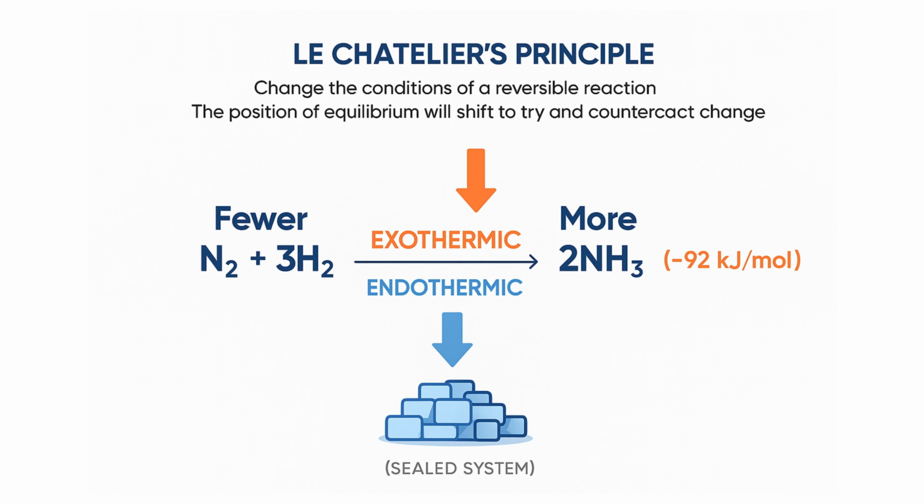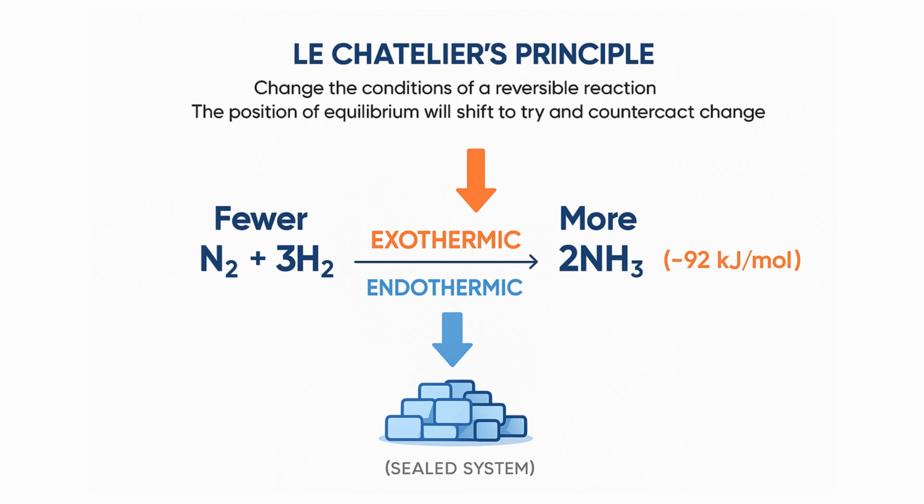Le Chatelier's principle states that if we change the conditions of a system at equilibrium, the position of equilibrium will shift in such a way as to oppose that change. In other words, the system tries to counteract or undo whatever change we introduce. This principle is extremely useful because it allows us to predict what will happen if we alter the environment in which the reaction is occurring.